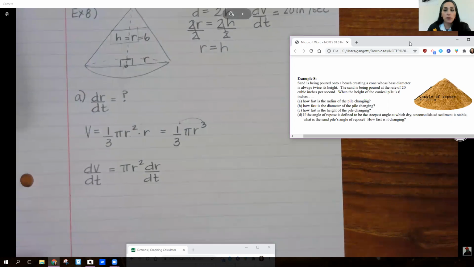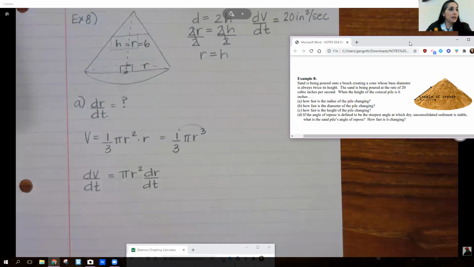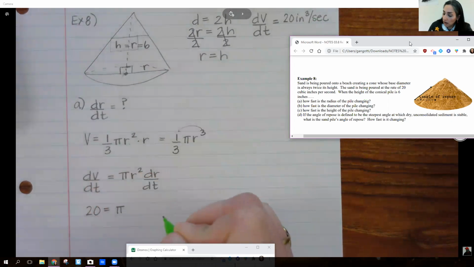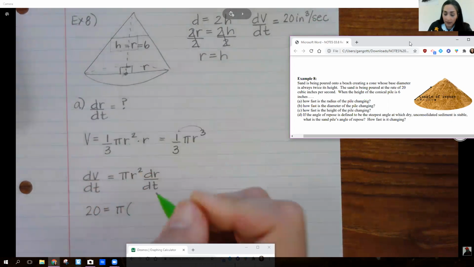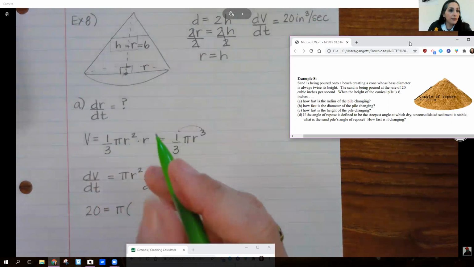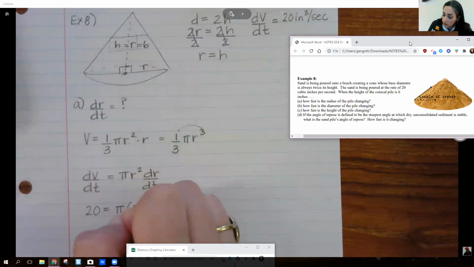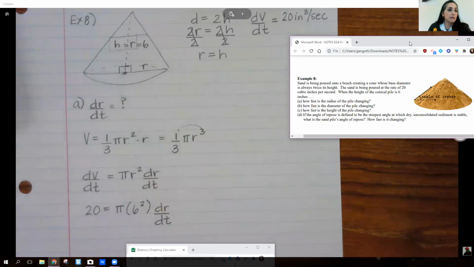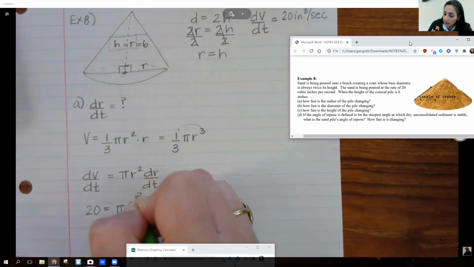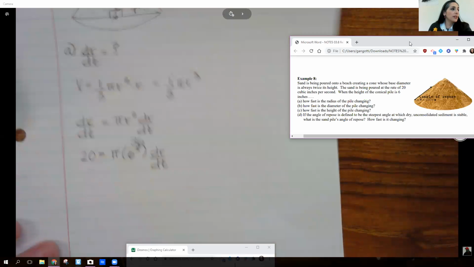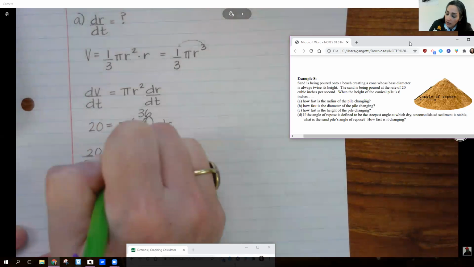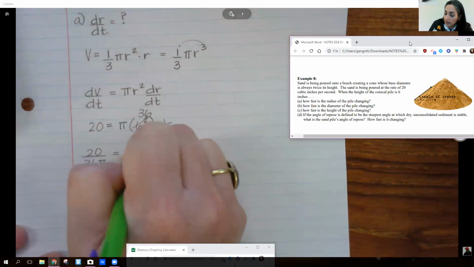Okay, well, plug in everything you know. We know dV/dt was up here, so that's 20. Pi r squared, and r they gave to us. That was 6, so this is 6 squared. And then we're solving for dr/dt. Now it's just arithmetic. This is 36. You're going to divide by 36 pi on both sides. So 20 over 36 pi equals dr/dt.